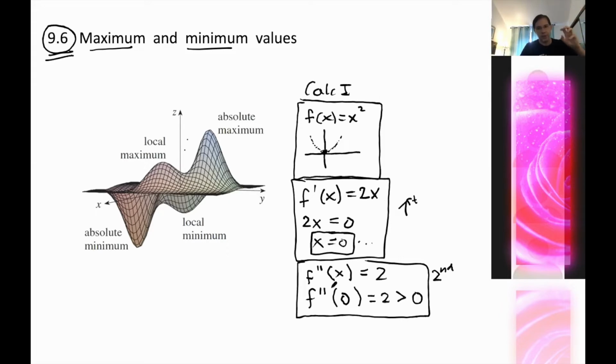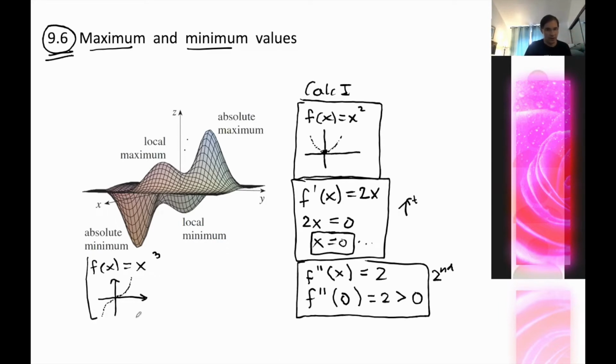But what could happen is that the second derivative could be equal to 0. For example, take the function f of x equals x cubed. How does the function x cubed look like? This is the x-axis, this is the y-axis, and the function x cubed looks something like this. I can't draw this exactly, but approximately that's how it looks.